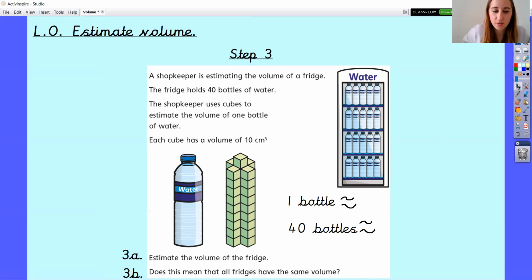So in your maths books, you need to write step 3 and have a go at estimating the volume of that fridge. So you can write down your workings out, write down what you think 1 bottle its volume is close to, and then have a go at all 40 bottles. And one thing to point out, really important piece of information, each cube has a volume of 10 centimetres. So these are not 1 centimetre, they are 10 centimetres cubed. So however many cubes you think it is, you'll need to multiply it by 10. Pause the video now and we can go through that together when you're ready and when you press play.